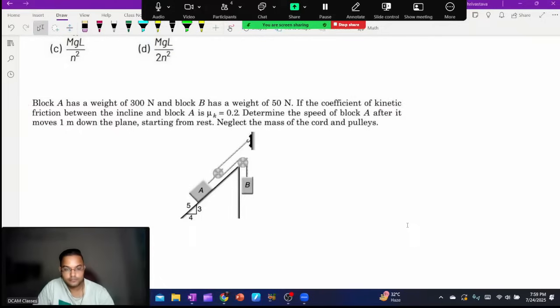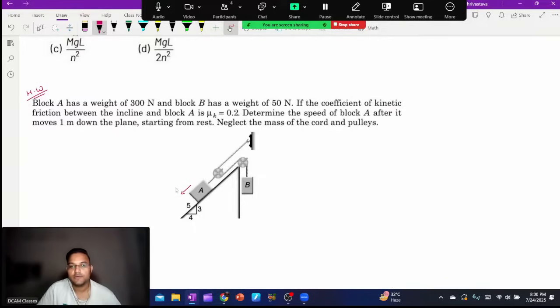I'm getting my answer in decimal. 1.12 you should get. Let me check. I'm giving this as homework to you. Try this. What idea did you put?